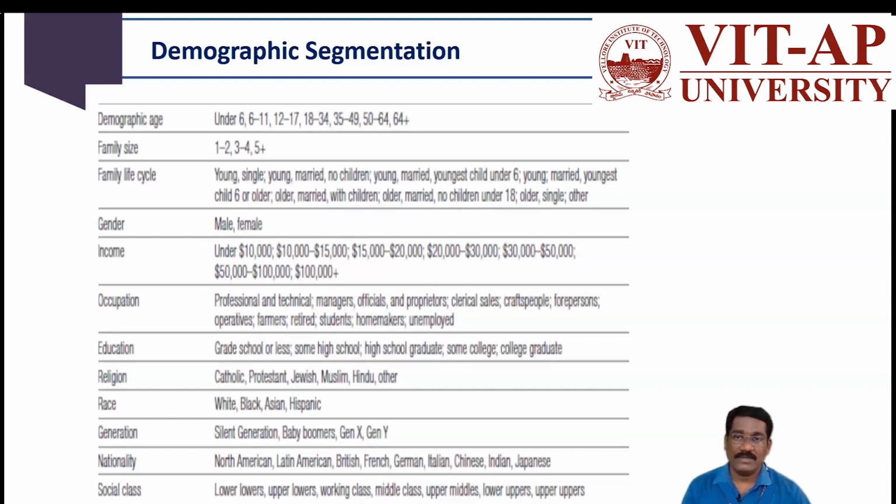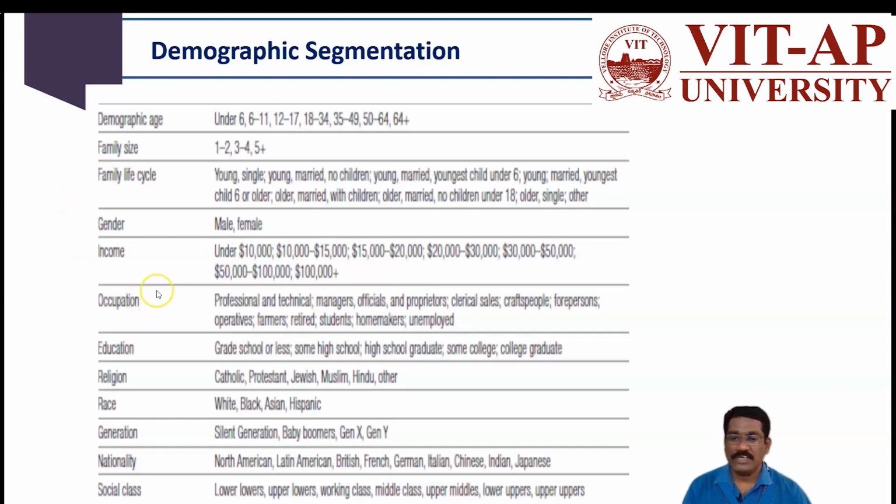And also religion. There are many, like Archie's cards. They focus on religion: Catholic, Protestant, Jewish, Muslim, Hindu, Sikh, and others. So they try to focus on those segments. And when you talk about race, we have white, black, Asian, Hispanic. In the case of Malaysia, we have Chinese, Indian and Malay. So all these races are focused on with specific products and services which cater to their requirements.